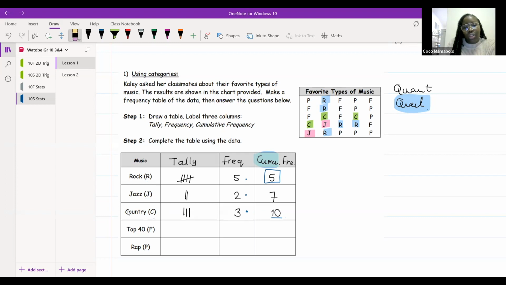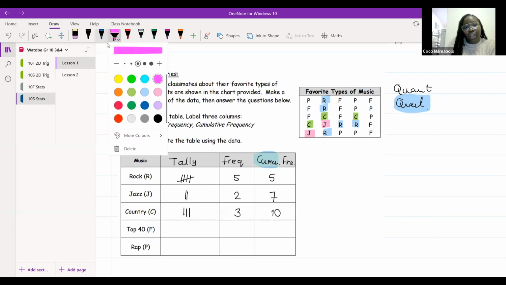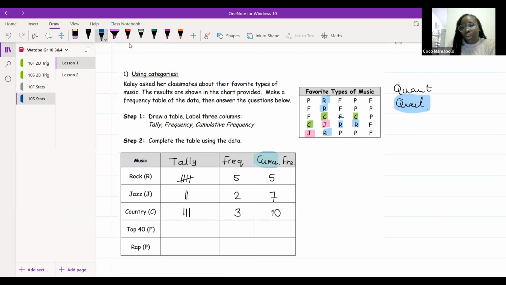The next one says top 40, right? So we're looking for all the ones who voted F. Let's go count how many people said F. Okay, let's count. So there's 8 of them, yes? 1, 2, 3, 4, 5, 6, 7, 8. Good. So this is going to be our frequency. And what is our cumulative frequency going to be?